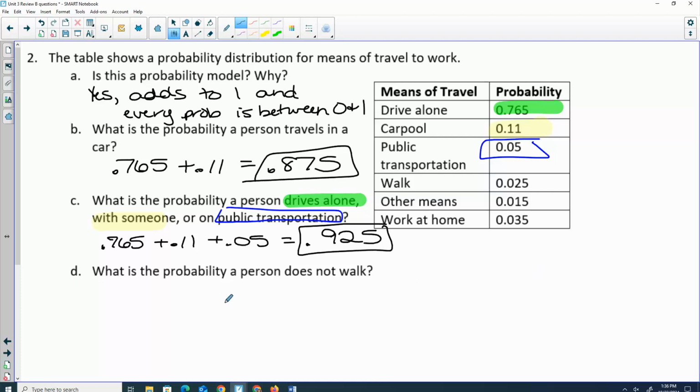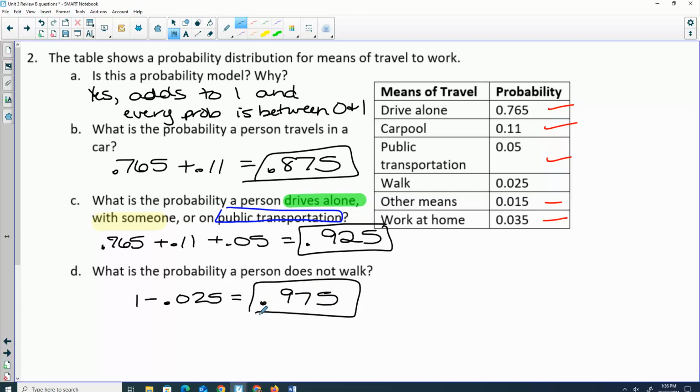And part C, what's the probability that someone does not walk? 1 minus. So you have 2 options. You can go through and add up everything that's not walking, so driving alone, carpooling, public transportation, other means, or working from home. Those are all not walking. Or the easier option would be, well, not walking is just the opposite of walking. So 1 minus 0.025. We get 0.975. Even if you just added all those other ones up, you'll get the same thing. Questions on that one?